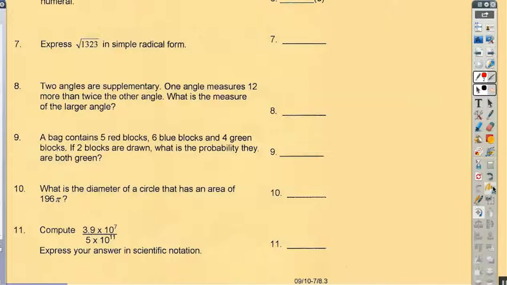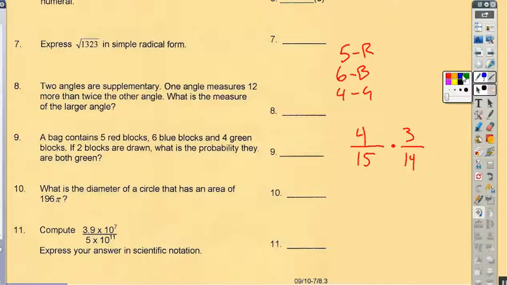All right. A bag contains 5 reds, 6 blues, 4 greens. Two marbles are drawn randomly. What is the probability they'll both be green? All right, so the first time that we draw green, we have 4 out of 15. The second time I draw, I will only have 3 green marbles, and I will only have 14 in the bag. So now it's time to multiply.